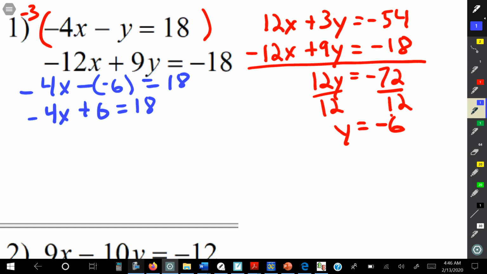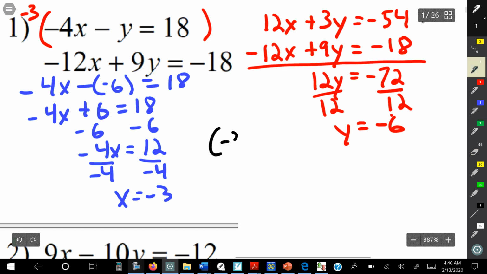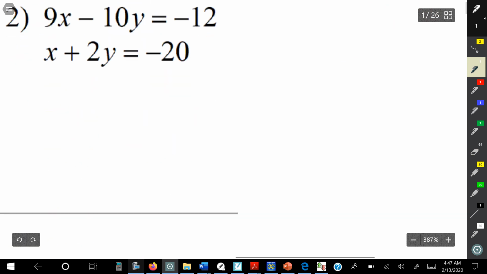Now I'm just going to solve for x here, subtract 6 on both sides, and then divide by negative 4. And x is equal to negative 3. So now I have my solution. X is negative 3 and y is negative 6. All right, go ahead and take a look at number 2 here and see if you can solve this one.